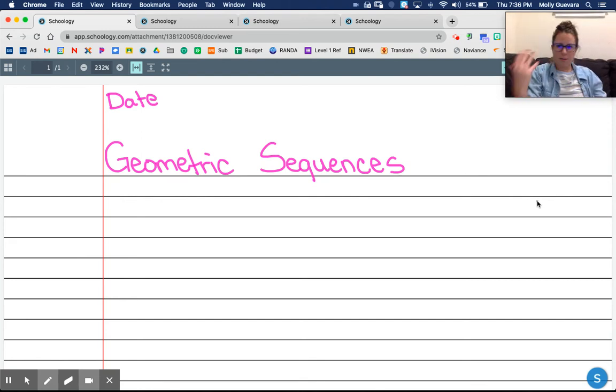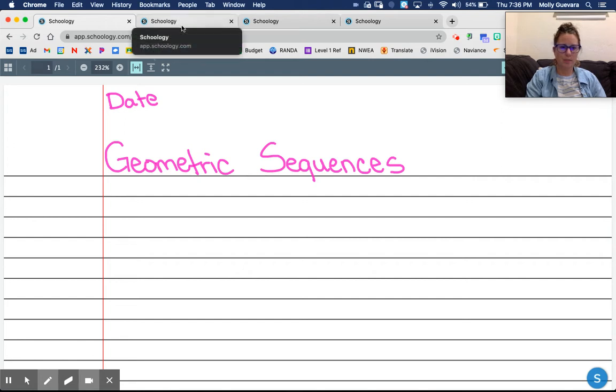Just like the arithmetic sequence foldable, this is what you want it to look like. We're folding it into thirds and then tucking the example 1, 2, and 3 underneath. This is what you want the end goal to look like. If you have not made that foldable yet, please do so. All of our notes are going to be in that foldable, so pause the video and make that foldable. Make sure that you get the title of the notes for today, which is geometric sequences, and today's date.